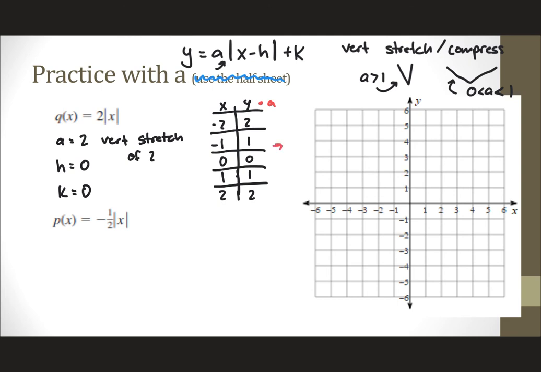So when I redo my table, the X coordinates are going to stay the same. -2 stays the same, -1, 0, 1, and 2. All of my X coordinates stay the exact same, but I'm going to multiply my Y coordinates by 2. So 2 times 2 is 4. 1 times 2 is 2. 0 times 2 is 0. 1 times 2 is 2. 2 times 2 is 4.